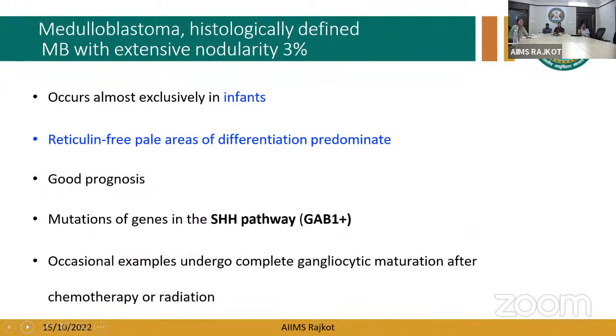Now the next one is medulloblastoma with extensive nodularity, almost exclusively in infants. There will be reticulin-free pale areas of differentiation. These areas will predominate in this category. It has a very good prognosis. SHH pathway mutations can be seen. GAB1 positivity will be there.